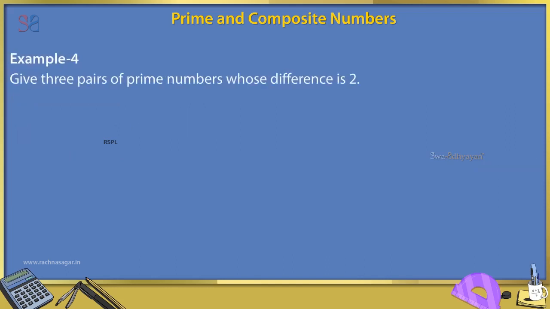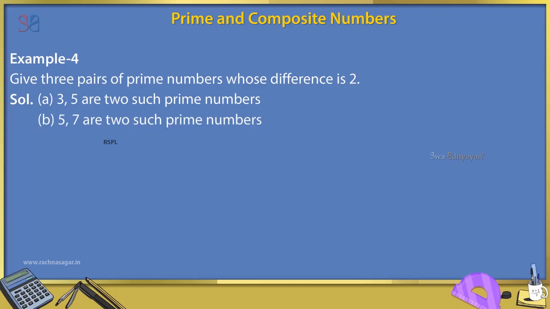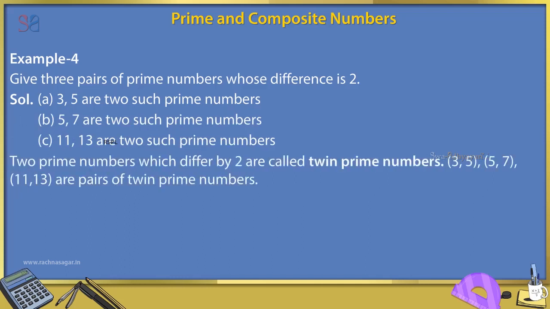Example 4. Give 3 pairs of prime numbers whose difference is 2. Solution. A. 3, 5 are 2 such prime numbers. B. 5, 7 are 2 such prime numbers. C. 11, 13 are 2 such prime numbers. Two prime numbers which differ by 2 are called twin prime numbers. 3, 5; 5, 7; 11, 13 are pairs of twin prime numbers.